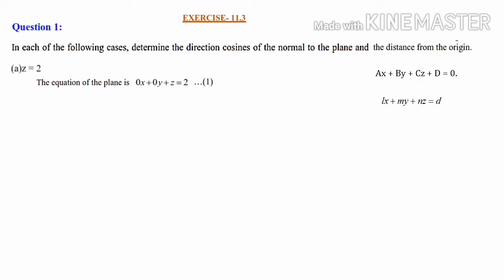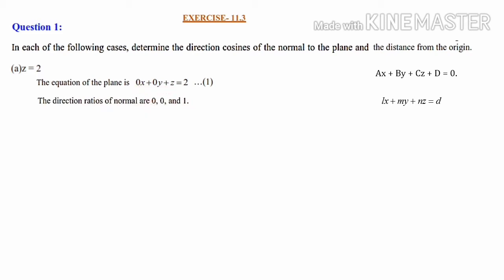While learning vectors chapter, we have learned when direction ratios are given to you, how to find out the direction cosines. It is quite simple. There what we have done is we have divided the vector by its magnitude. Then we will get the direction cosines. Here also somewhat similar only. First of all, we have to write the direction ratios of the normal, that is 0, 0 and 1.